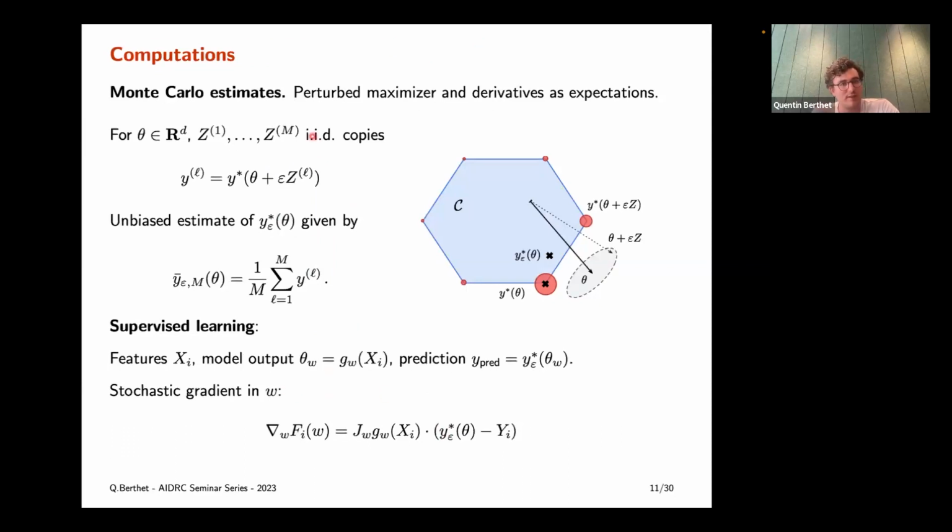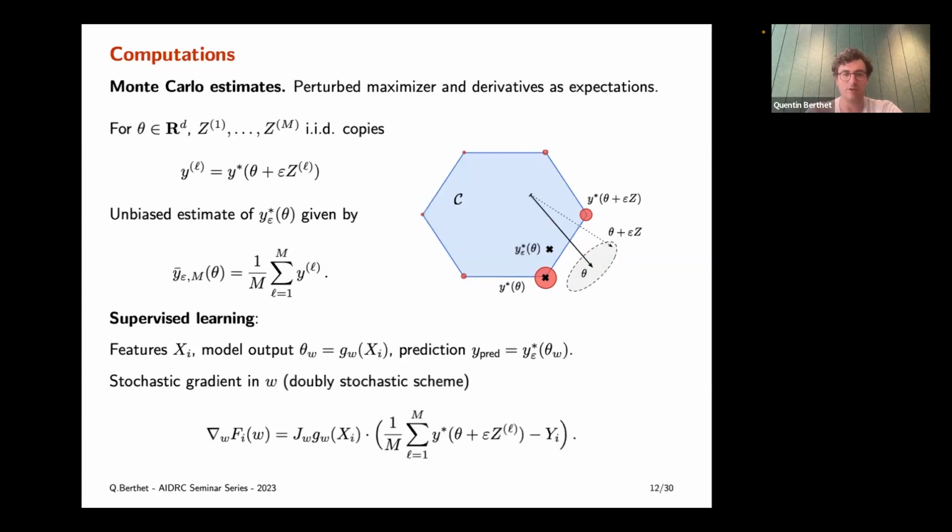So, just like you are doing Monte Carlo estimates for the perturbed optimizer, what you have now is this gradient of the loss directly with respect to theta. And now if you want to take the derivative of this with respect to the weights of the model, you just need to multiply this by the derivatives of the output with respect to the weights of the model. And this part is completely handled by whatever automatic differentiation library you have in Python. The thing that makes us a little bit different is just that in this internal gradient of the loss with respect to theta, we have this doubly stochastic scheme. So we're also doing some Monte Carlo estimates.